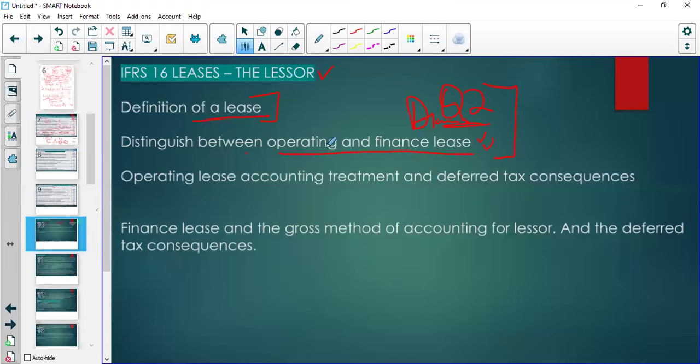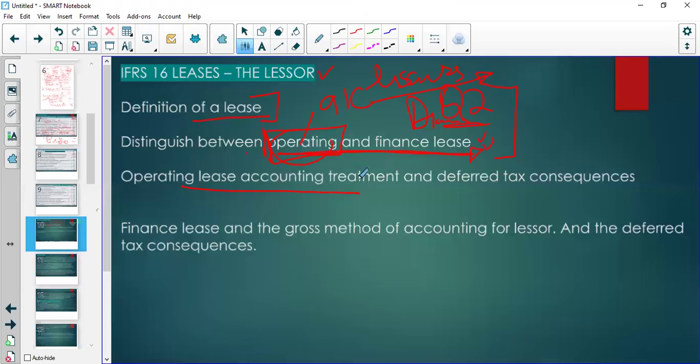Okay, so I was talking about the finance lease. Distinguish between them, you also need to know the accounting treatment of an operating lease. You should be able to discuss that. So for those in class, I think I gave you these examples, several of them.